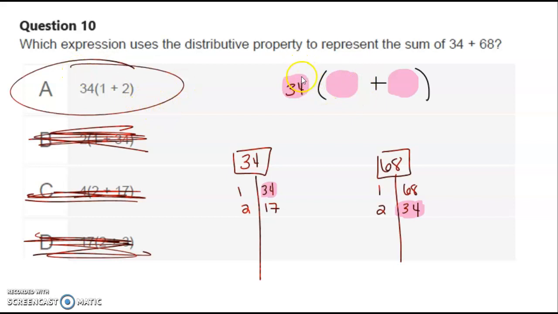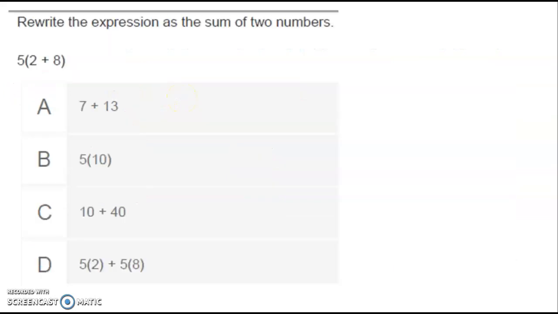So let's just prove it. 34 times something would give me 34. That's 1. And then 34 times something would give me 68. That'd be 2. So 34 times 1 plus 2. All right, let's see if I can fit these other two in.